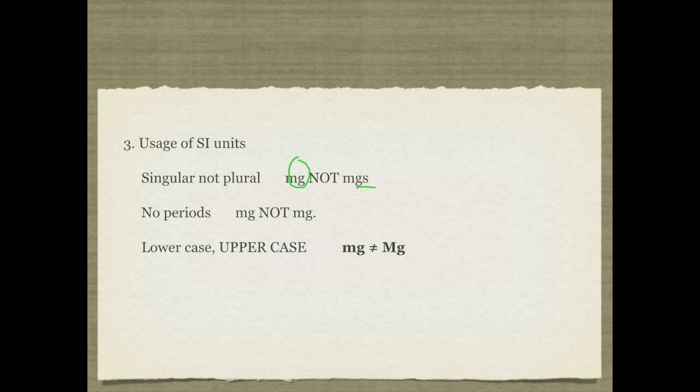Also in English, we tend to use periods to abbreviate. We're not going to do that. We're just going to use mg. All right, so to prove that, another key thing is we want to know that the upper and lowercase are very different. A milligram, lowercase mg, is not equal to a megagram, capital MG. So it's very important to know those.